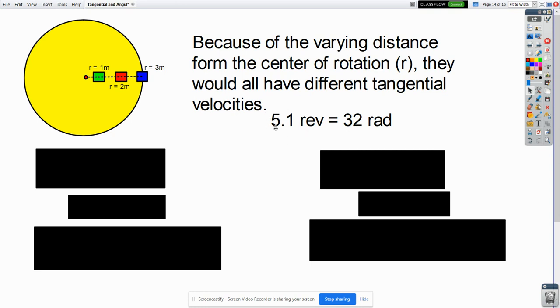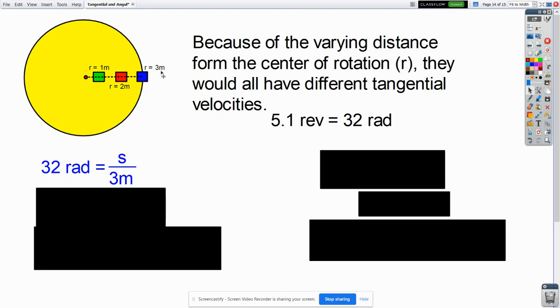The 5.1 revolutions is 32 radians. We already did that calculation. We're going to figure out what the tangential velocity of the blue horse is and what the red horse is. I'm not going to do the green because if I typed in green on white, you wouldn't be able to read it very well. So just do the blue and the red one.